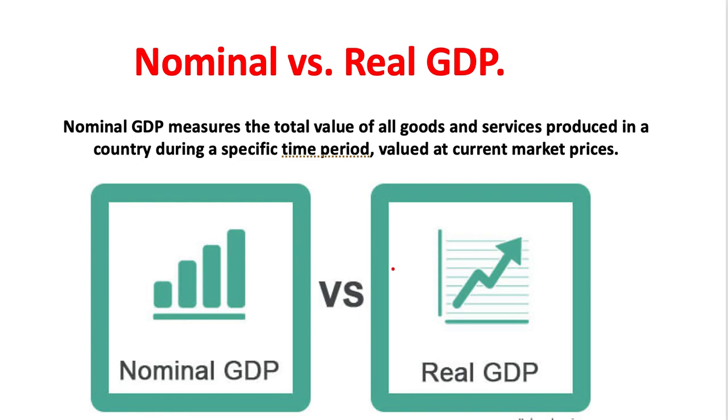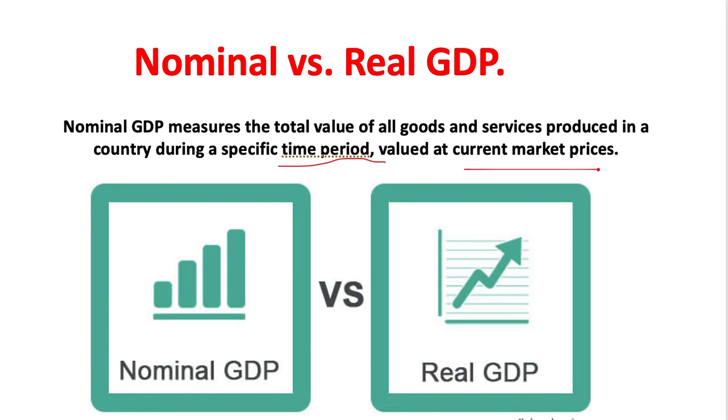Let's discuss nominal versus real GDP. 1. Nominal GDP. Nominal GDP measures the total value of all goods and services produced in a country during a specific time period, valued at current market prices. This means that it uses the prices at the time of measurement without adjusting for inflation.